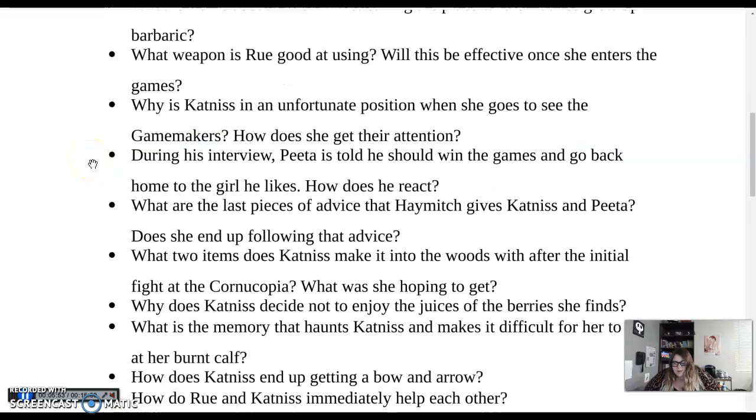Okay, I'm probably going to do just a couple more. So why is Katniss in an unfortunate position when she goes to see the game makers? How does she get their attention? She's in a bad position because she's the last one to go.